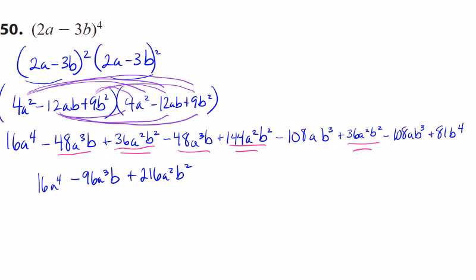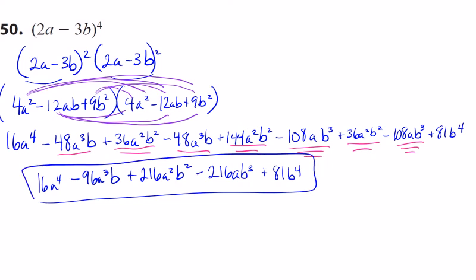All right, and then we have an ab cubed, two of those. Negative 108 minus 108 is going to be negative 216 a cubed b, or excuse me, ab cubed. All right, and then the last term just comes down. It doesn't have a like term, 81b to the fourth. All right, and that's our final answer. So it's a good amount of work. You know, when you raise something to the fourth power, basically you're just multiplying four binomials together, and so that's how it's done.